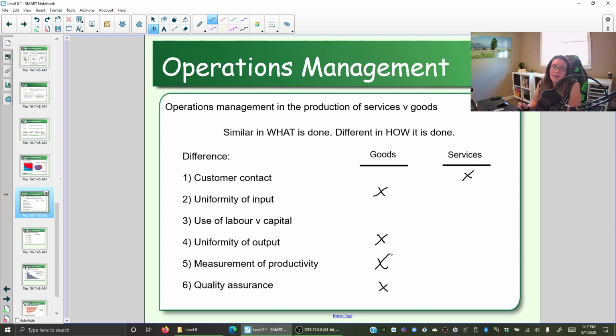The last thing we want to look at here is the use of labor versus capital, so people versus machines. The question is, which are you more likely to automate, goods or services? Well, if we can standardize the inputs and the outputs, it's a lot easier to have a machine do it. So we're more likely to automate the production of goods than the provision of services. If everything has to be a little bit different for each customer, with a lot of tweaking, then it's a lot easier for it to be done by a person instead of a machine.